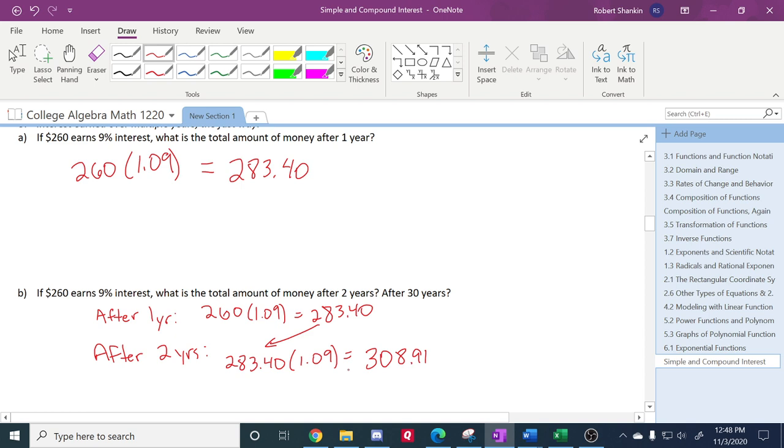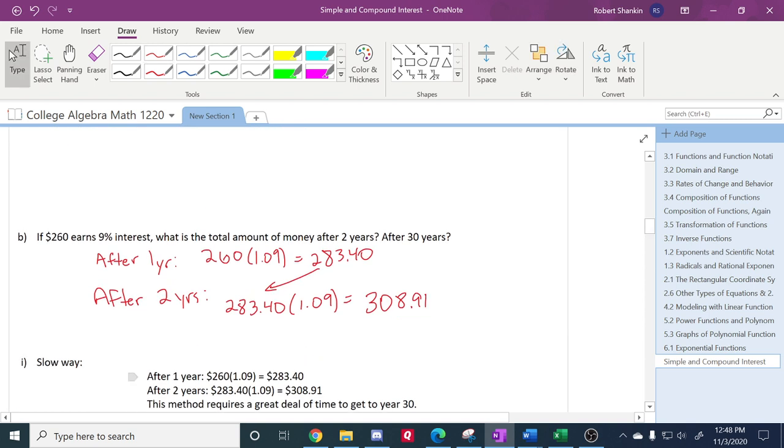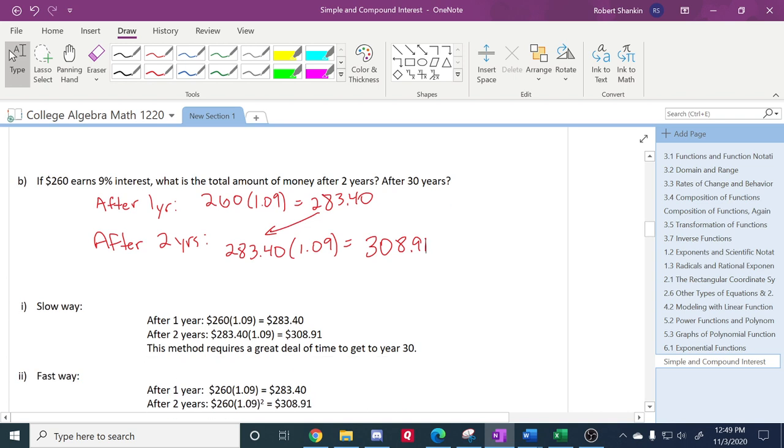Okay, but this method is called the slow method because you can see how slow it would be. To get to your total after 30 years, you have to go through all the first 29 years. You can't just jump right there. Suppose you only wanted to know your total after 30 years. You can't just jump to that total. You're going to have to do 30 different calculations. It'll take you forever to get there. That's why it's called the slow way. All right. Now the fast way.